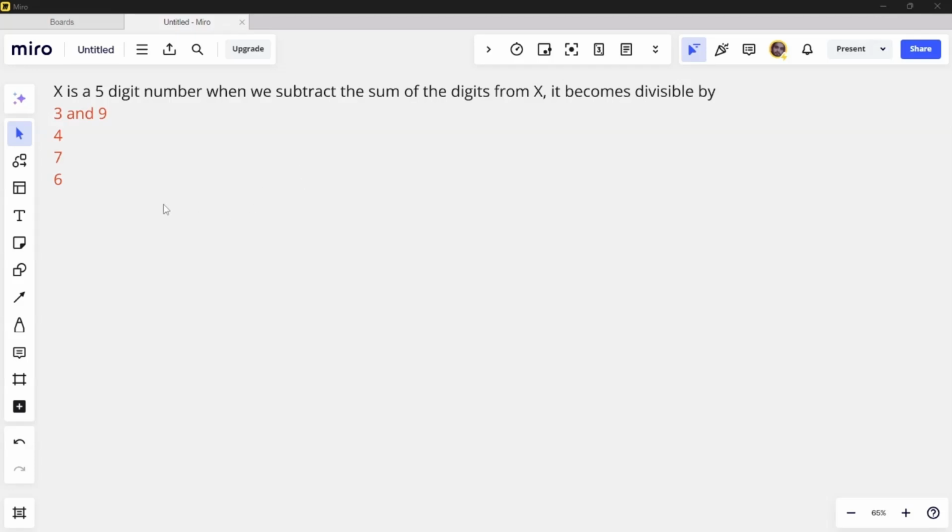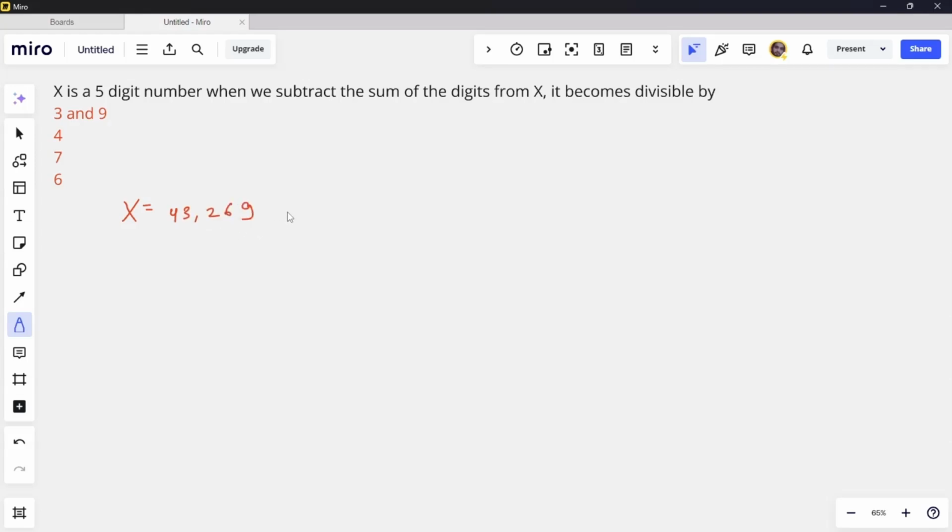So as you can see, this is our question. X is a 5-digit number. When we subtract the sum of the digits from X, it becomes divisible by 3 and 9, 4, 7, 6. Okay, so we have to choose one correct option. So let's take a random 5-digit number. Let's suppose the number X is a random number: 4, 3, 2, 6, 9.